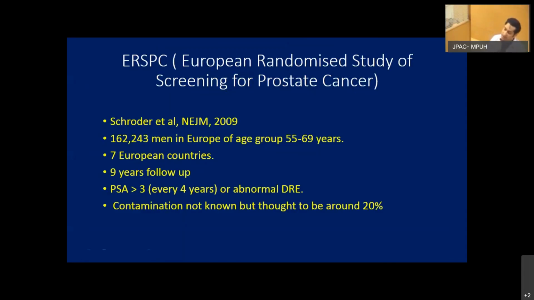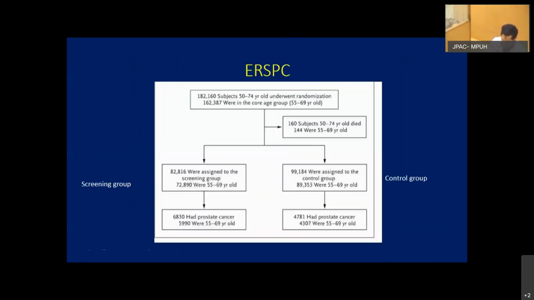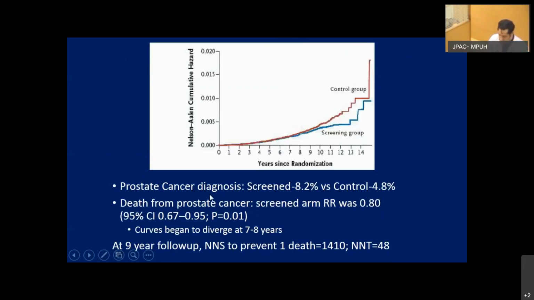Again, the contamination was less. In the American trials, it was around 50%. Here, around 20% of the patients already had PSA done before they were enrolled in the trial. So in the screening group, around 6,800 patients had prostate cancer, while in the control group, there were 4,700 patients. And the prostate cancer diagnosis in the screened group was 8.2 versus 4.8 in the control group.